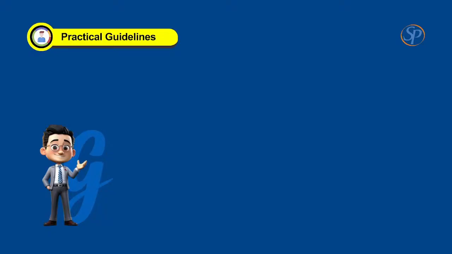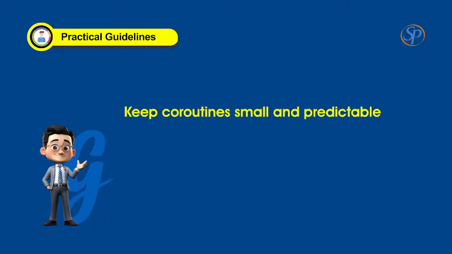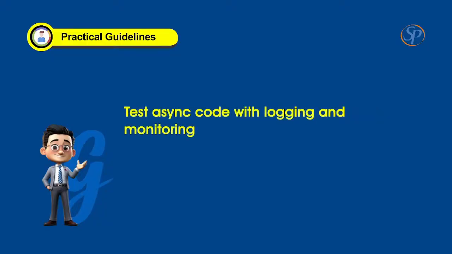Practical guidelines to keep async code simple. Don't use async unless necessary. Start small, then optimize. Avoid mixing threads and async unless required. Always handle exceptions inside async tasks. Keep coroutines small and predictable. Test async code with logging and monitoring. These guidelines help avoid confusion.